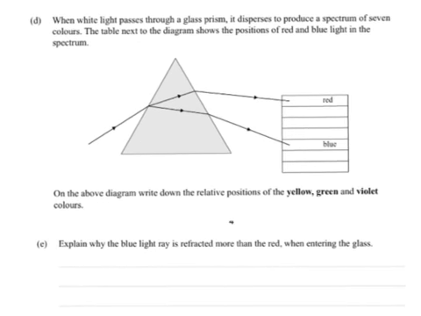When white light passes through a glass prism, it disperses to produce a spectrum of 7 colours. The table next to the diagram shows the positions of the red and blue light in the spectrum. On the diagram above, write down the relative positions of yellow, green and violet colours. Well, remember it's ROY: red, orange, yellow, green, blue and violet, or indigo if you want to, and violet.